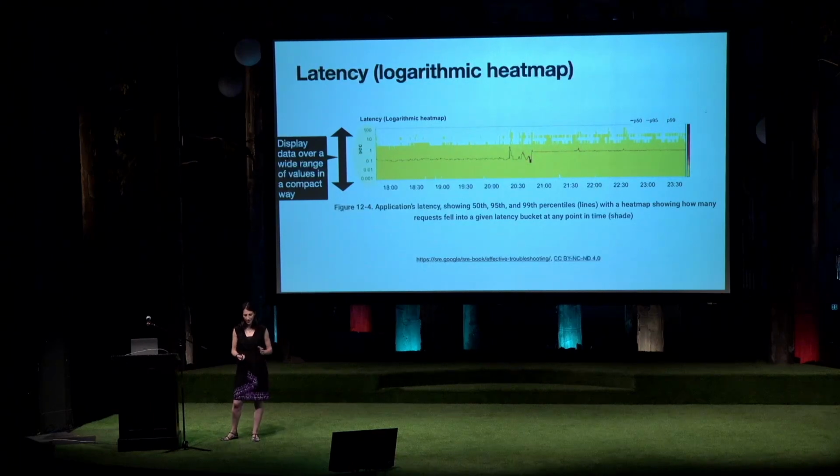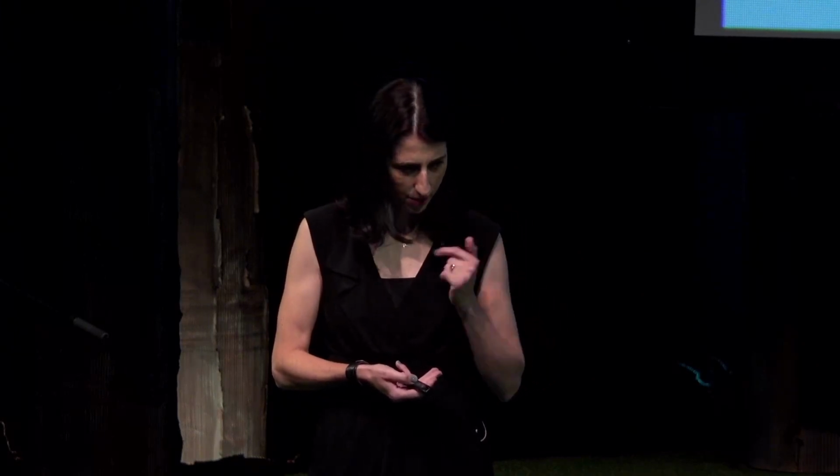And this is a latency graph in logarithmic scale from the SRE book. It is actually displaying data over a very wide range of values. It is going from 10 to the negative 3 seconds, so that's like 1 millisecond, all the way to 100 seconds. And you can clearly see the rates of change here.